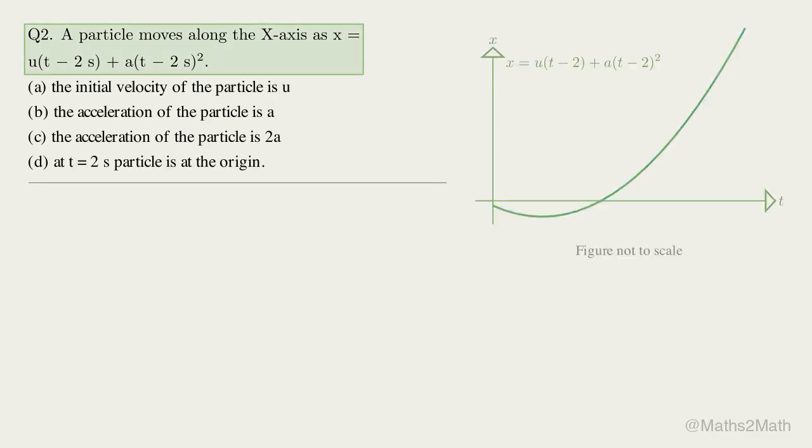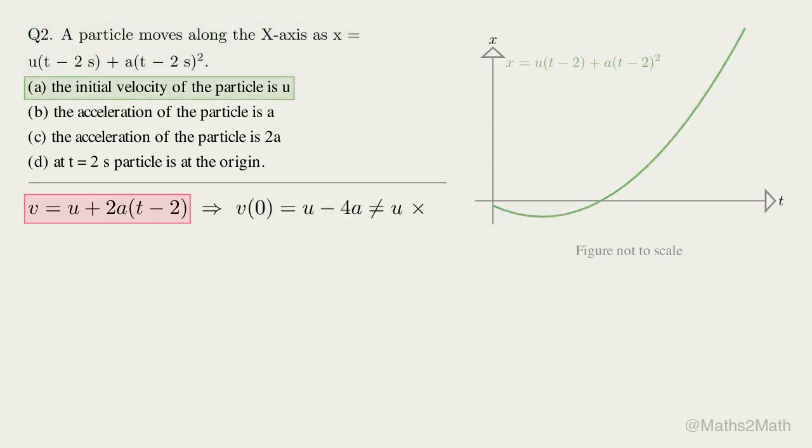Question 2. A particle moves along the x-axis as x = u(t - 2) + a(t - 2)². Option A, the initial velocity of the particle is u. Option B, the acceleration is a. Option C, the acceleration is 2a. Or Option D, at t = 2 seconds, the particle is at the origin. What does this mean? Differentiate for velocity and acceleration and substitute t = 2 for the position.